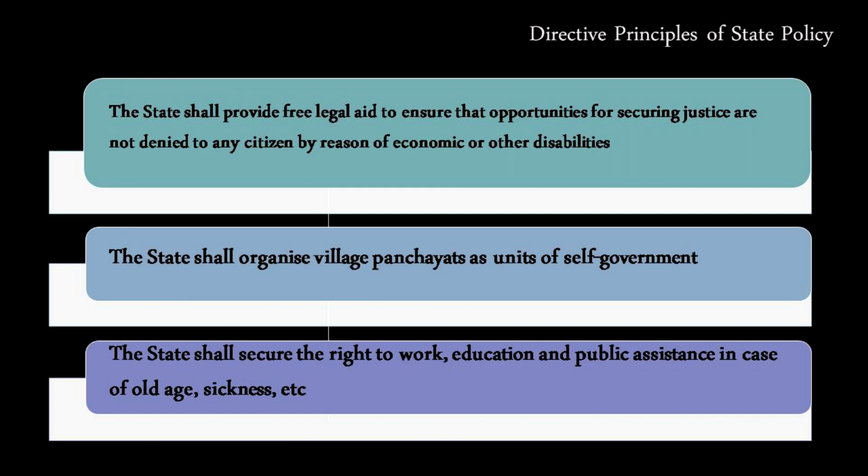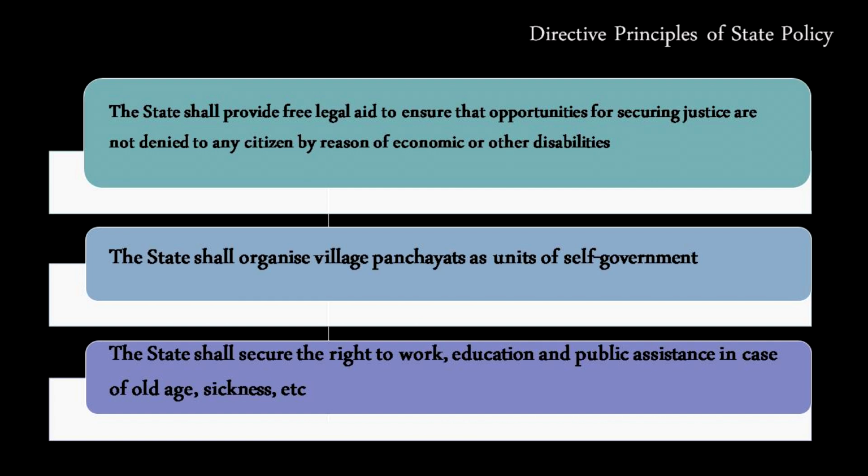If there is a case, the government gives you a lawyer. If you are to cast your vote, the government ensures that all the facilities are there. The polling booths, if you are disabled or elderly, then there can be people who can come to your home to take your vote. So the state has to ensure all these provisions.